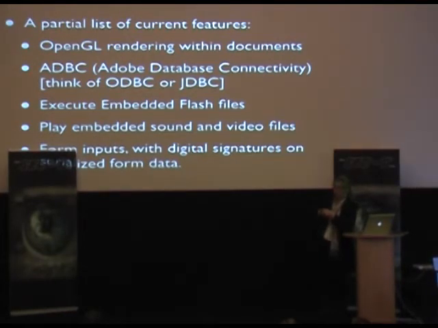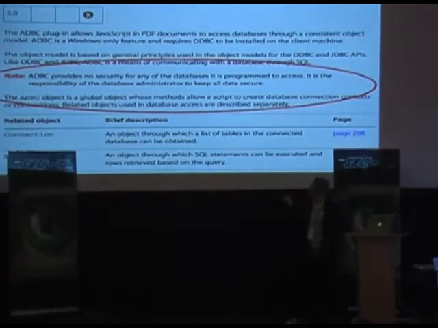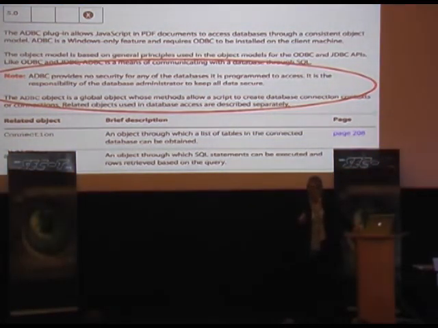There's an OpenGL rendering engine in it, so you can render 3D objects onto your PDF document and animate them. It has an ODBC database connector, and there's a funny line in the documentation on this that it's basically the responsibility of the database administrator to ensure that their database is secure, because you can connect any database you want from it.